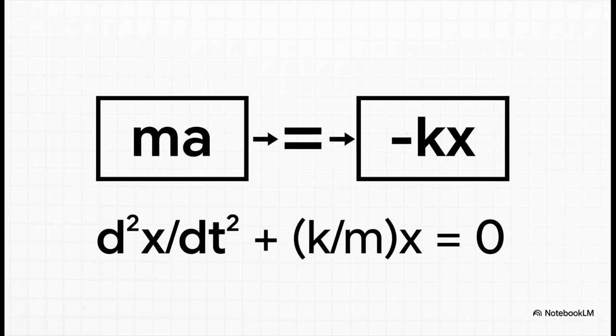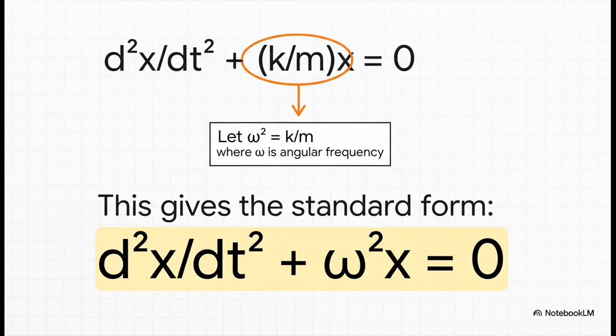It's the master code. Now that k/m term looks a little clunky, so physicists like to tidy things up. We just group those constants together and call them omega squared, where omega is the angular frequency. And this is the final clean version of the equation you need to burn into your brain.